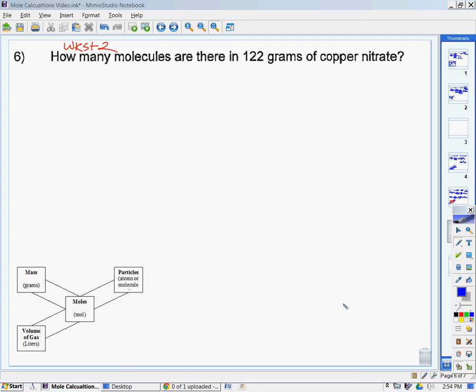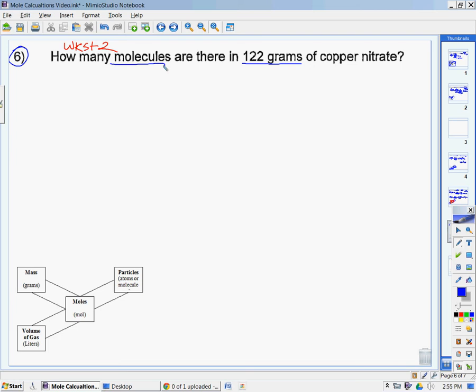This video is about worksheet 2, which involves conversions between moles, molecules, and grams. I've started with number 6 here as an example, and I'm also going to do number 7 as an example. In number 6 here, we have a starting amount. It's 122 grams, and we're being asked how many molecules.